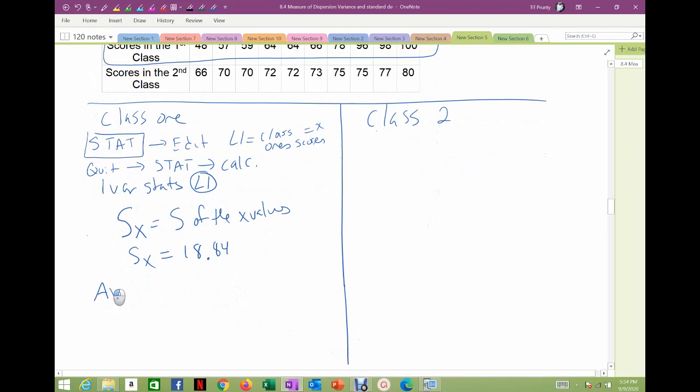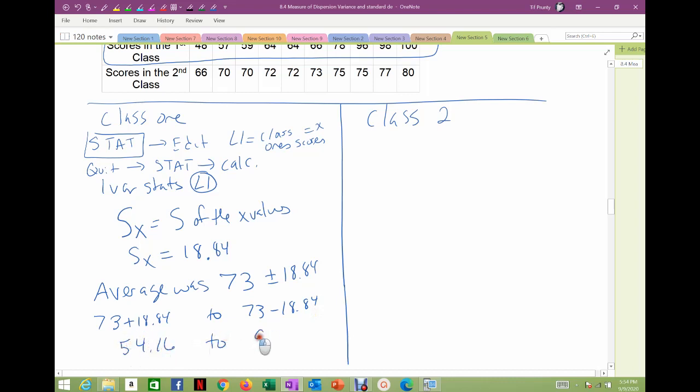Which means the spread of the scores are pretty large. 18 is pretty big, right? The average was 73. The plus minus on that was an 18.84. So most scores landed between a 73 plus 18.84 to a 73 minus 18.84. Right, which most scores were between. This would be a 54.16 to a 91.84. And again, it's most scores, about 68% of the scores.